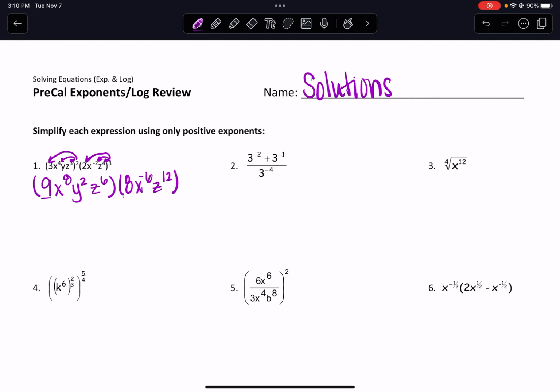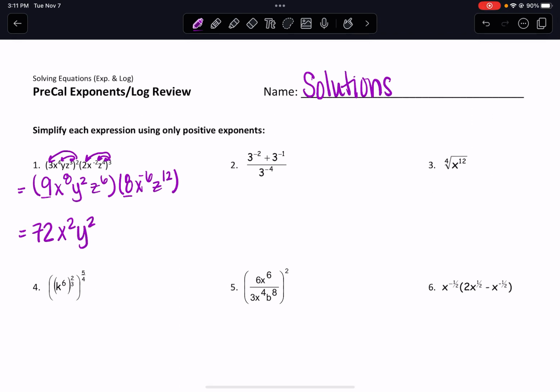So now for 8 times 9, that's 72. And then I'm just going to add, since everything's multiplying, common bases, I'm going to add their exponents. So this is going to be 72, let's see, 8 plus a negative 6 is x squared. There's no y in the second, so it's y squared, z to the 18th. And then once it's as simplified as possible, I am done.